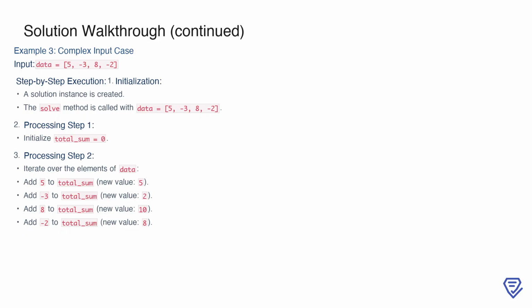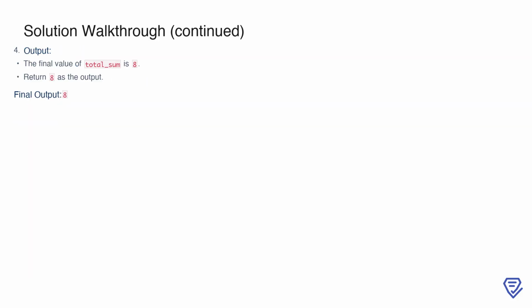First, we add 5 to total_sum, resulting in a value of 5. Next, we add -3, which decreases the total to 2. Adding 8 increases the total to 10, and finally, adding -2 adjusts the total back down to 8. This step-by-step processing ensures that all elements, including negative numbers, are correctly accounted for in the calculation.